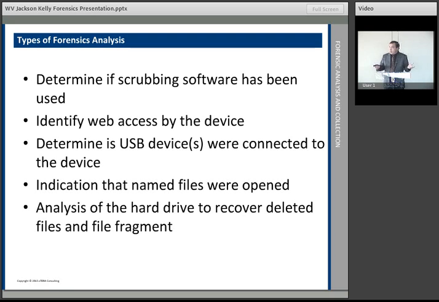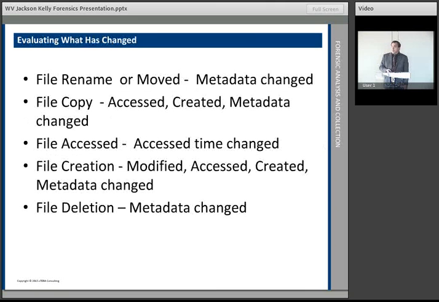Determine if a USB device is connected. We talked about that. Look at certain named files. Were they opened? Were they closed? And then look for recovered deleted files and file fragments. Also look for things that have changed. I can look and see that 3 days ago somebody accessed a file and today they accessed it at a different time. There are ways with forensic tools, depending on how the data works, that I can grab all kinds of information about a file: the history, when it changed, when it was created, when it was modified.